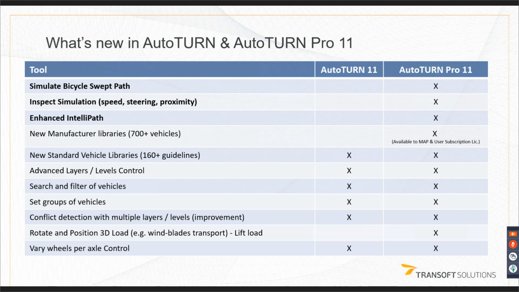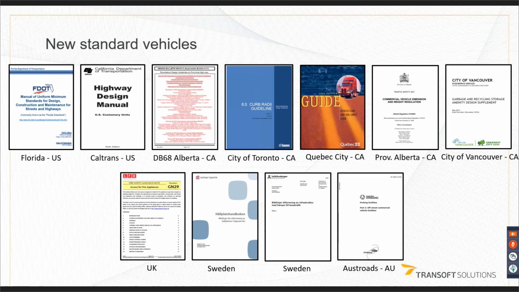All right, so let's talk first about the new standard vehicles that we're adding for this version. For each version of the software, we make a lot of efforts in checking guidelines, make sure our libraries are up to date, and if they're not, we'll update right away. And for this version, we have new vehicles for Florida DOT according to their highway design manual. Similar case for Caltrans. There's been some changes to their design vehicles, so we have those now. We recently added those into our database. Some updates for Canada as well. Some covering provinces, 2 for Alberta, and then specific vehicle guidelines for cities such as Toronto, Quebec, and Vancouver.